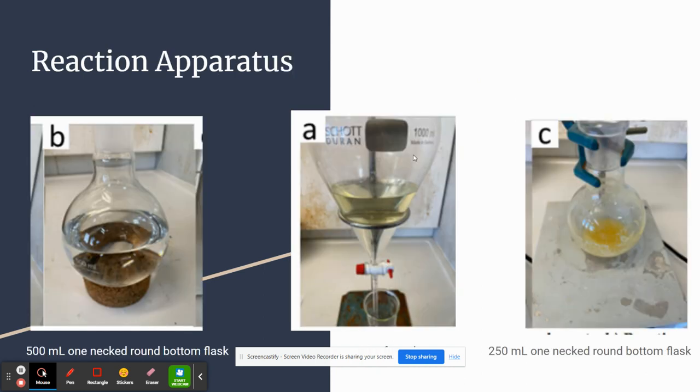So there are 3 different major apparatuses used in this reaction. The first picture is of a 500 milliliter one-necked round bottom flask. The second one is a picture of a 1 liter separatory funnel. And the last picture is of a 250 milliliter one-necked round bottom flask.